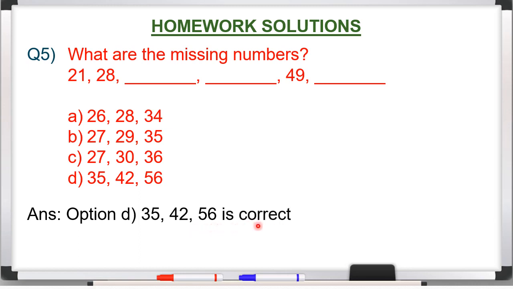56 is correct. How? See, you have to find out the difference between first two given numbers. 28 minus 21 equal to 7. Difference is 7 and this sequence is in ascending order. Okay, 21 plus 7, 28, 28 plus 7, 35, 35 plus 7, 42, 42 plus 7, 49, 49 plus 7, 56. So option D is correct. Clear?